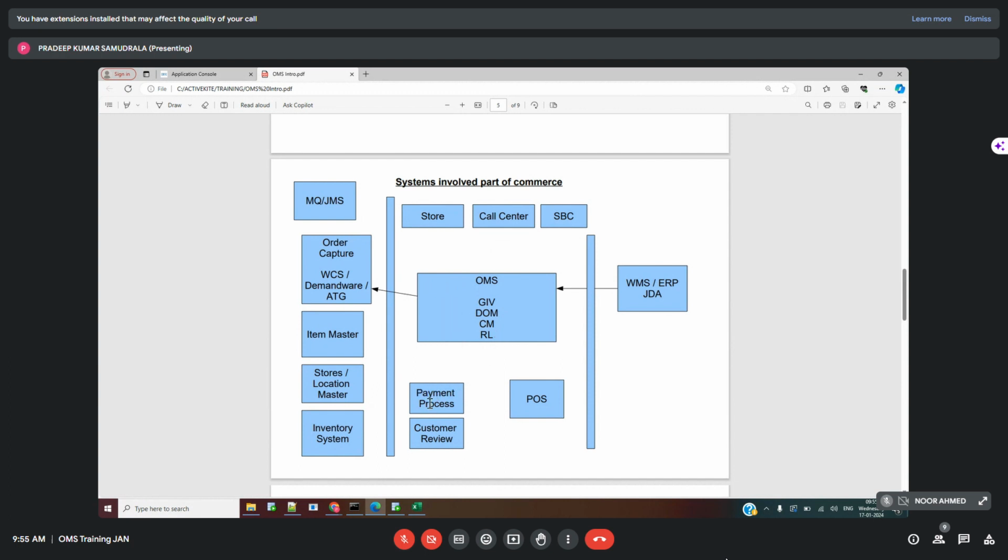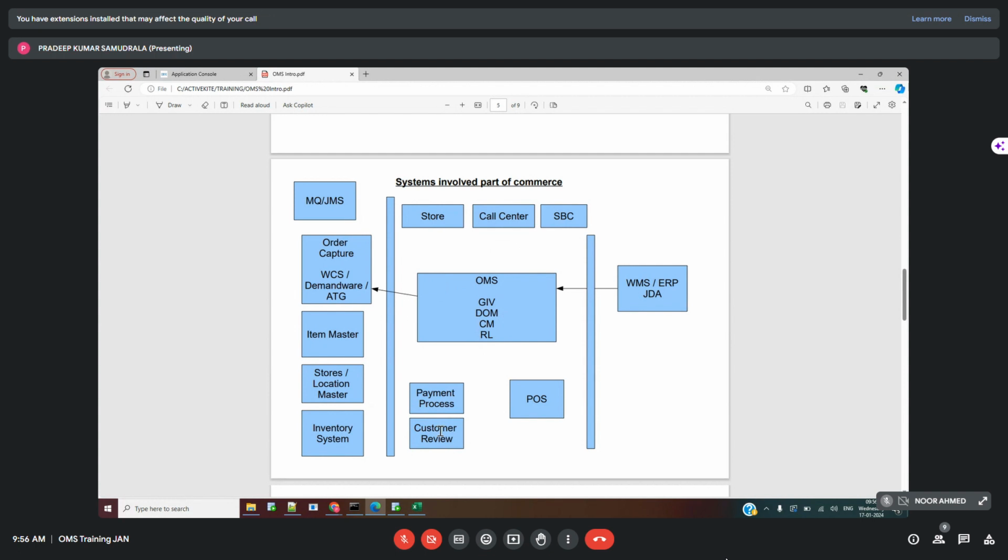And the next thing is the payment process. Payment is something where OMS will be integrated with an external payment gateway. So I would also show you how payment integration can be done, and I would also show you a working example of how exactly the payment works. And customer review is an application which is external to OMS, where we would take the review from the customer and all.